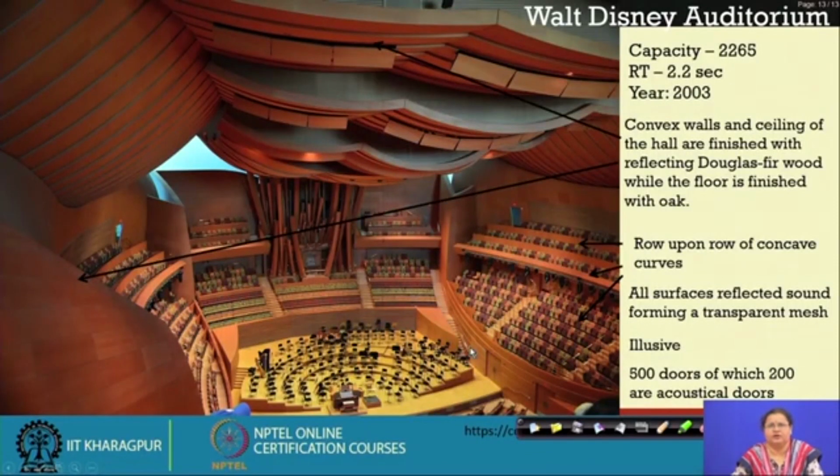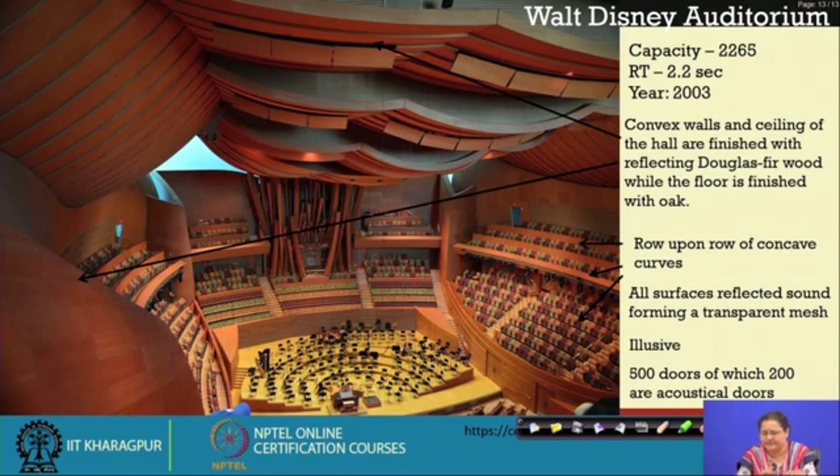Now we come to the Walt Disney Hall, which is of 2003. This is like a vineyard. The plan, if you see, is kind of vineyard, where you can see all the seating rows are concave curves, whereas all the wall profiles are convex towards the stage, and this creates a drama.